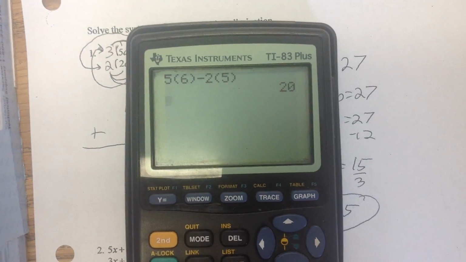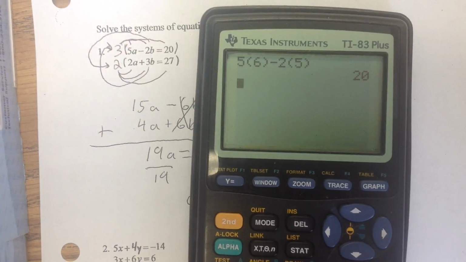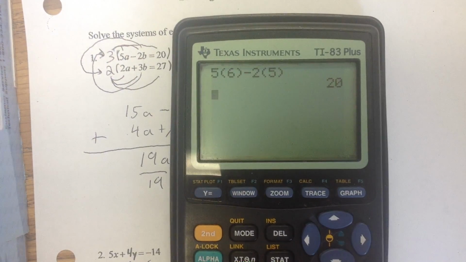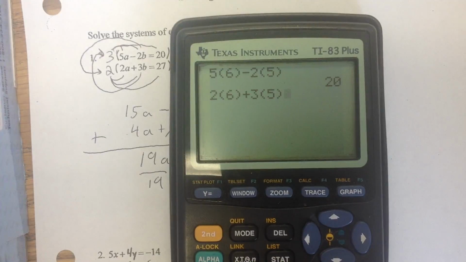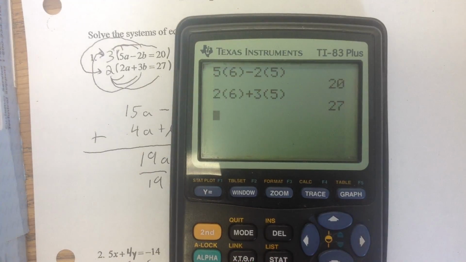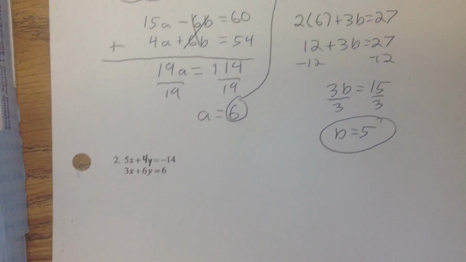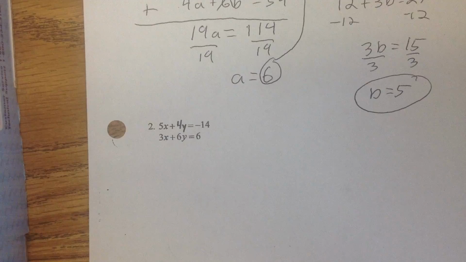All right, so we did on the first one, and now let's check the other one. So we're going to do 2 times 6 plus 3 times 5, and hopefully when we check this one, we're going to get 27, and we do, so we're in good shape there. All right, let's move on to the second and final problem.